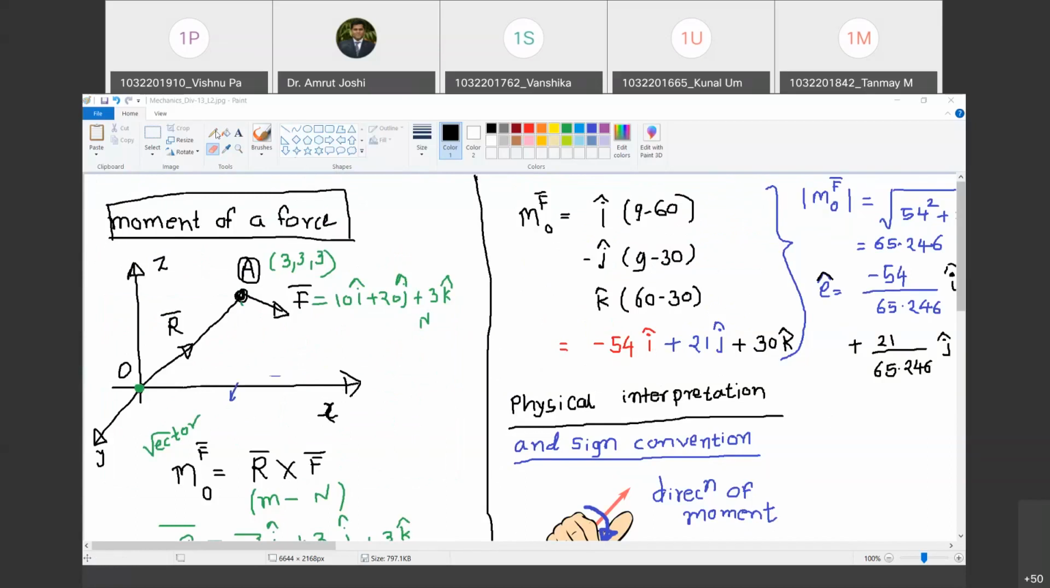And what is its unit? So as I said, the unit of moment is going to be unit of force multiplied by unit of length. In this case, we assume that all these coordinates are given in meter, and therefore the unit will be Newton meter. Happy?